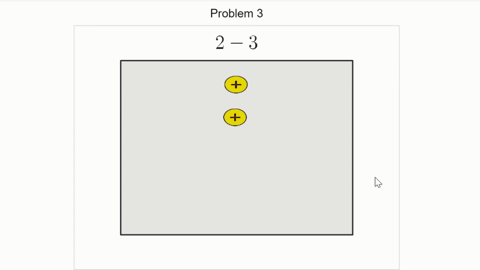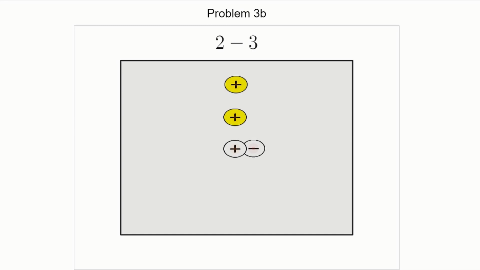What does this problem mean in terms of our chips? This is telling us that we're starting off with 2 yellow chips, and I want to take away 3 yellow chips. So let's go and try that. Take away 1, take away 2, take away... Do you guys notice that we ran into a problem? What problem did we run into? Do we have enough chips that we can drag away here? Not quite.